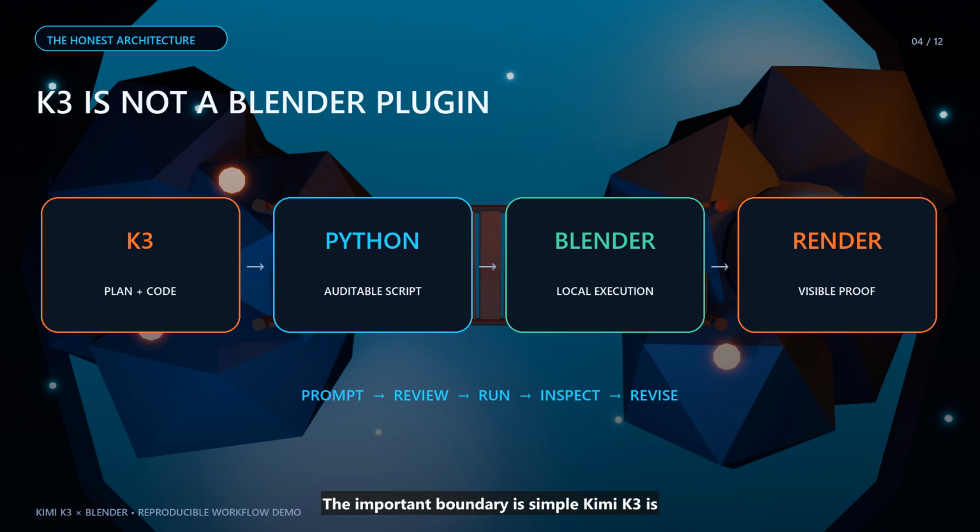Kimi K3 is not a Blender add-on. It can plan, reason over references, and write a Blender Python script. Blender remains the execution environment and the source of truth. The reliable loop is prompt, review, run, render, inspect, and revise. Skipping any of those steps turns a useful workflow into a magic trick.